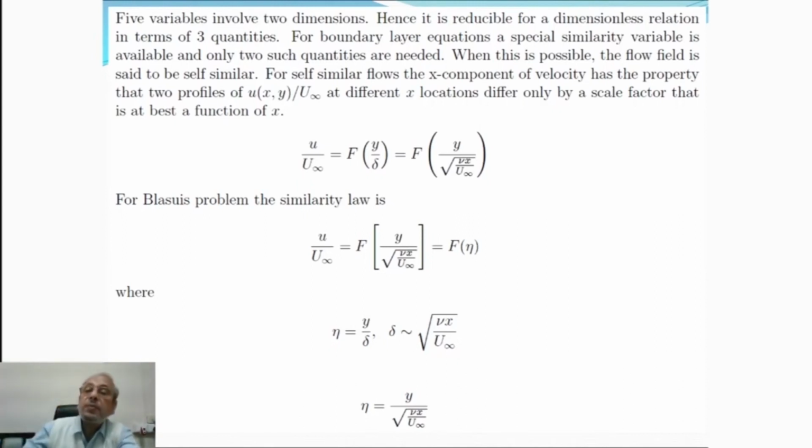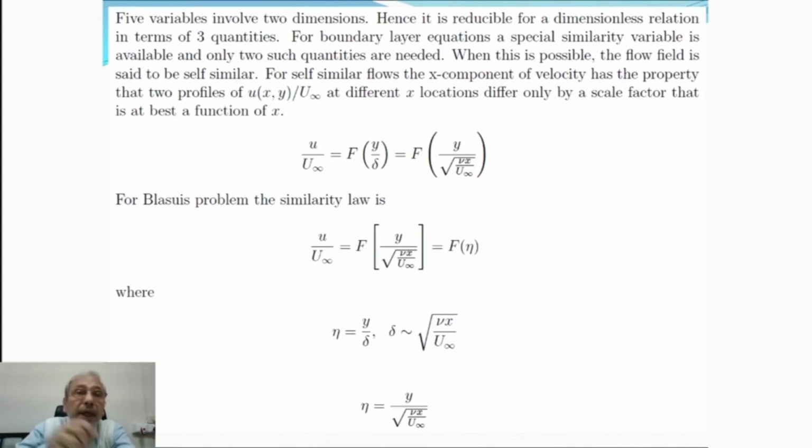When it is possible to express the flow field in this manner, it can be called a self-similar situation, and these are called similarity parameters. For self-similar flow, the x component of velocity has the property that two profiles of u at different locations differ only by a scale factor that is at best a function of x.